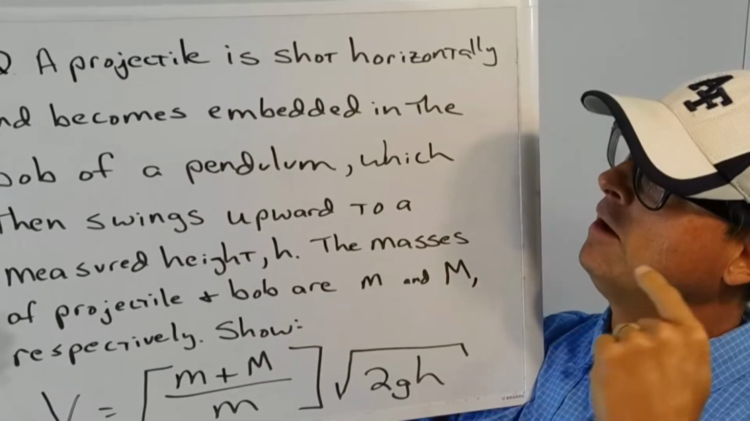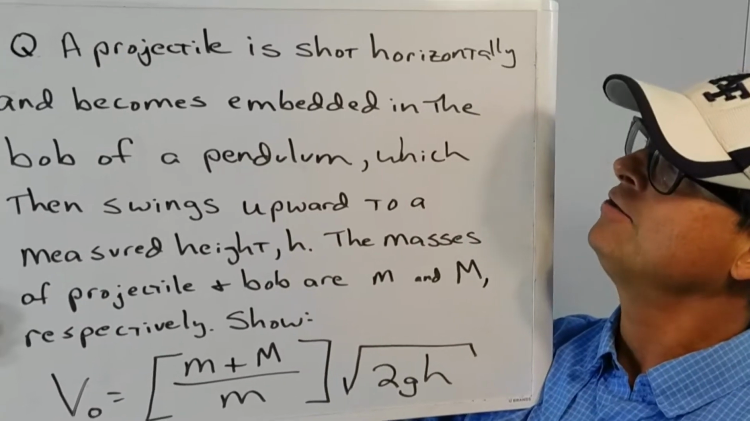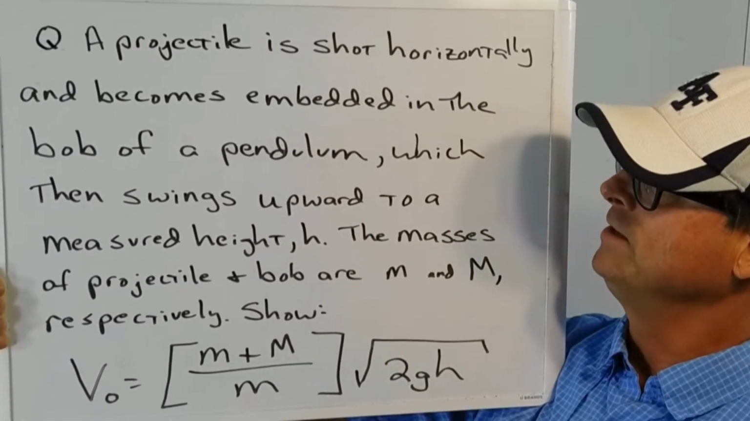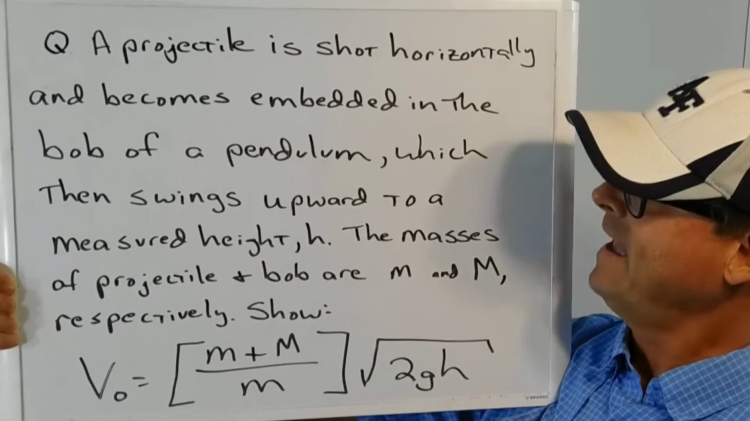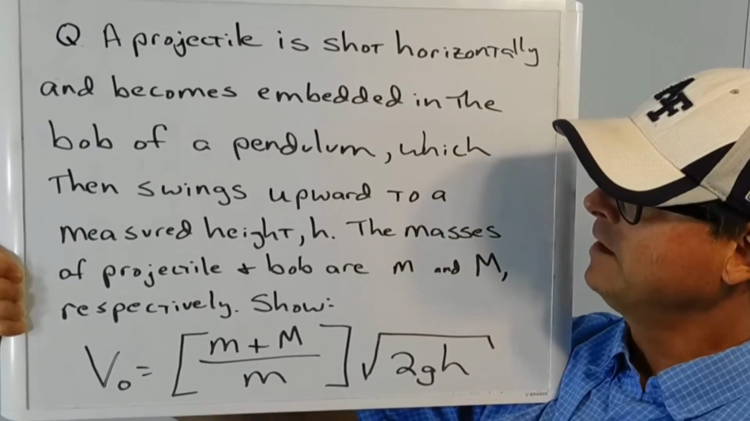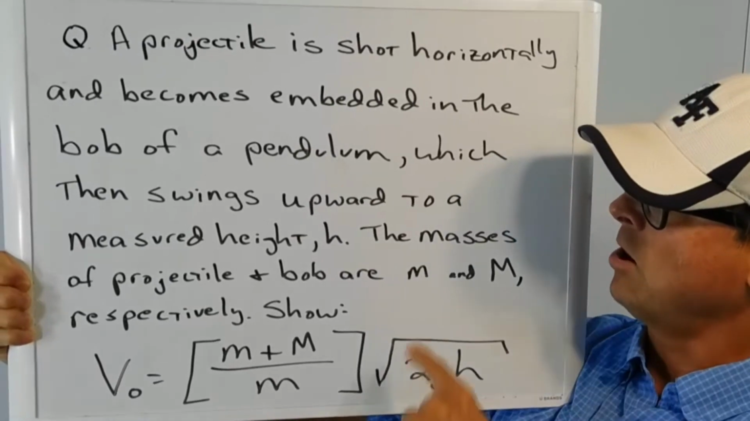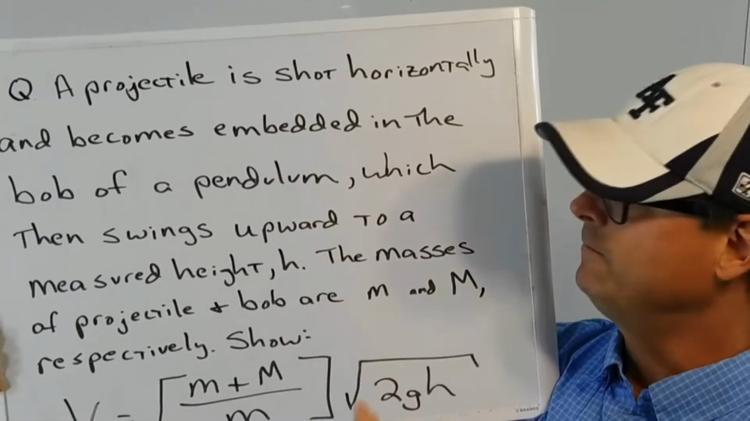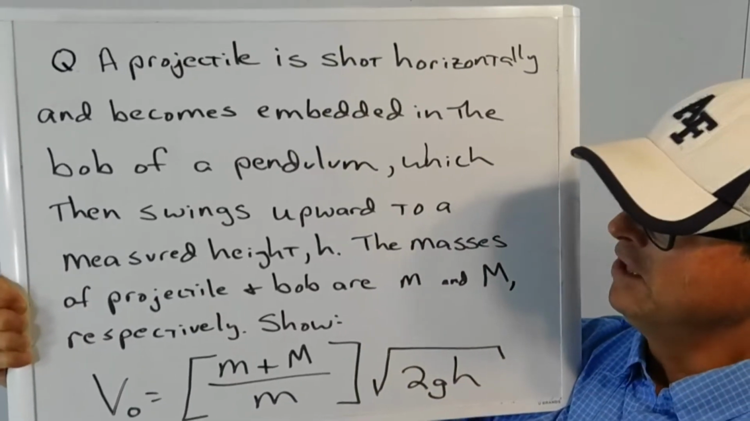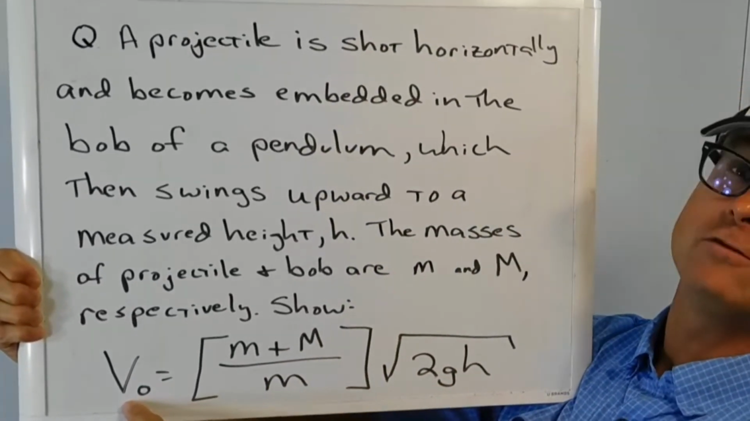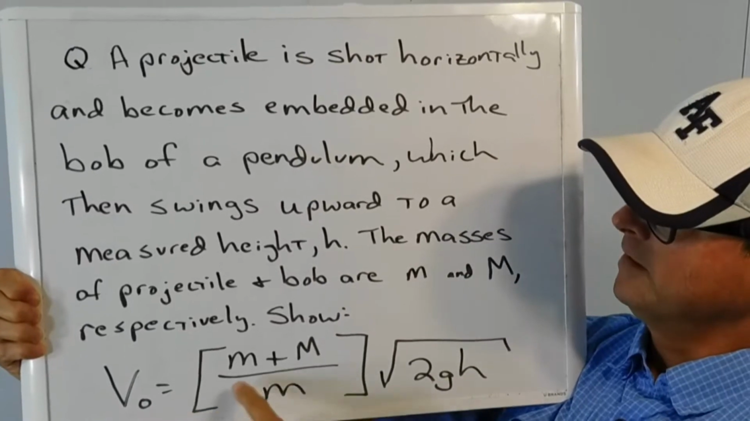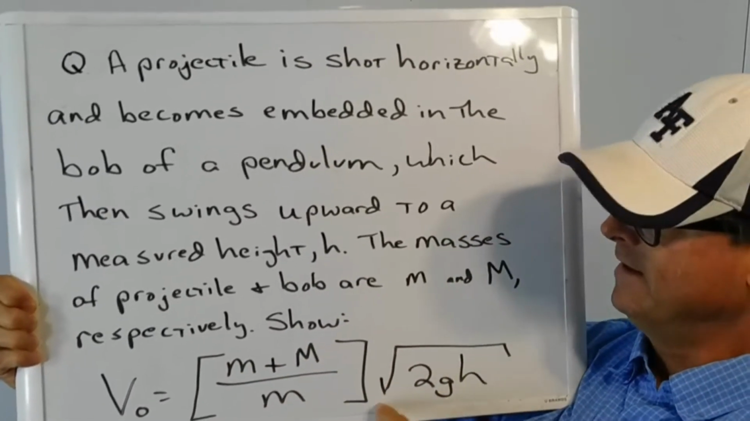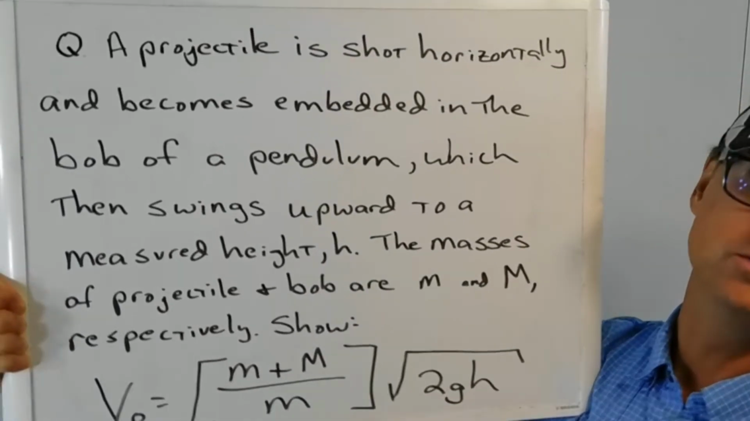Anyway, so the projectile is shot horizontally and becomes embedded in the bob of a pendulum, which then swings upward to a measured height h. The masses of the projectile and the bob are lowercase m for the projectile and uppercase M for the bob, respectively. Show that the initial velocity of the projectile is equal to the sum of the masses divided by the projectile mass times the square root of 2gh.